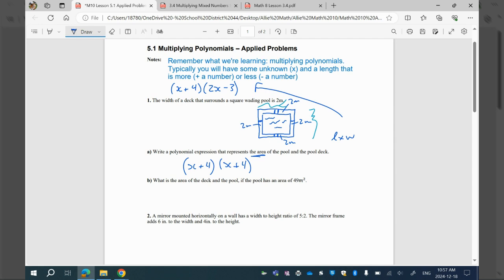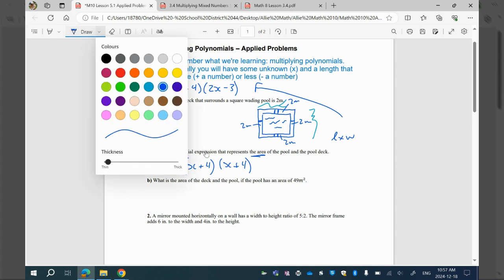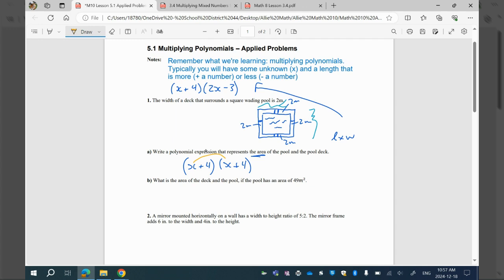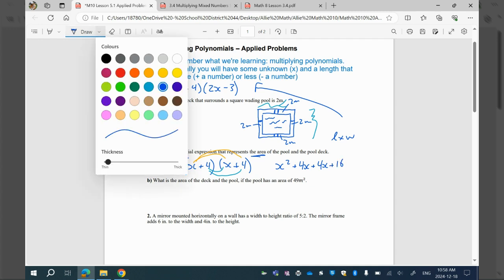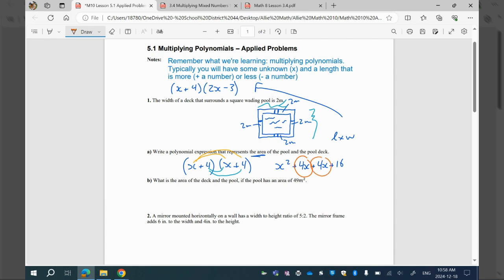And now we can FOIL or multiply like we're used to. So let's do our first and outside, and then our inside and last. So x times x is x squared. x times 4 is plus 4x. 4 times x is plus 4x. And 4 times 4 is 16. And then we're going to combine our like terms, and we get x squared plus 8x plus 16.